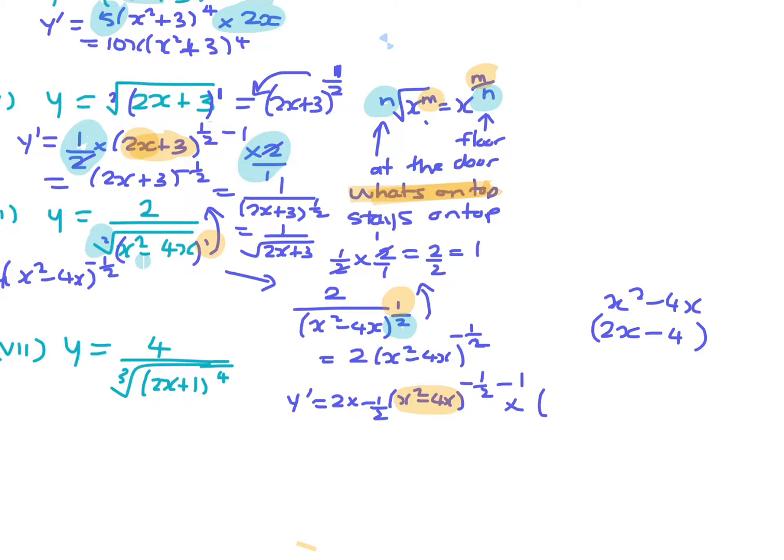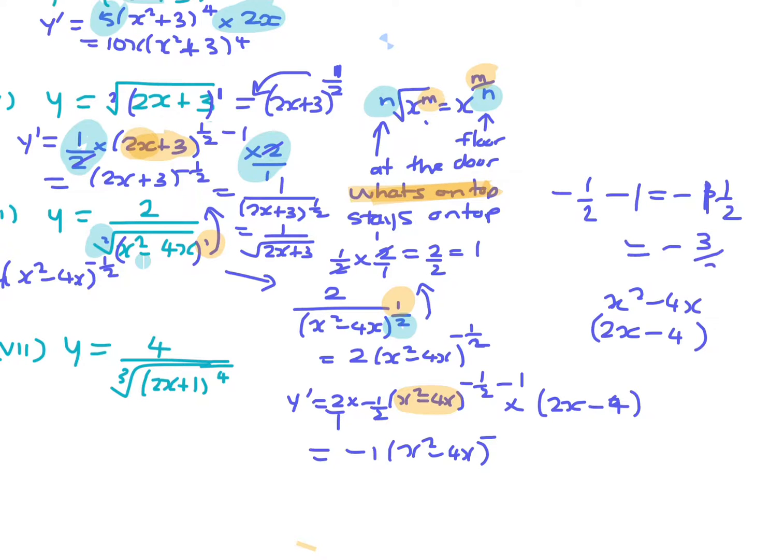Now, because there are two terms, you should put brackets around those two terms. So it's 2x minus 4. So 2 times minus a half, so 2 on 1 times minus half is minus 1. x squared minus 4x to the power of minus a half minus 1. So minus a half minus 1 is minus 1.5, and you really should write it as an improper fraction. 1 times 2 is 2 plus 1 is 3.